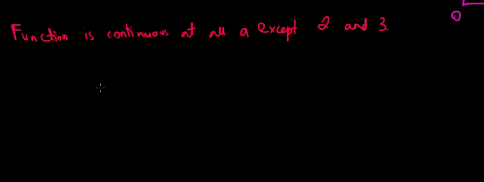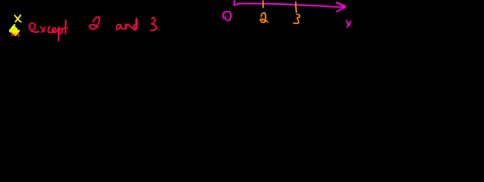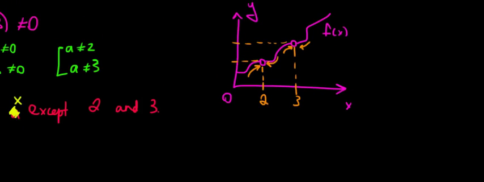Remember, in the previous part we concluded that the function is continuous at all points except for 2 and 3. Oh, and by the way, this should be at all x values, not a. It should be at all x values except for 2 and 3. So we also said that even though the function is discontinuous at 2 and 3 on this graph, we can still approach a value, so we can have a limit.